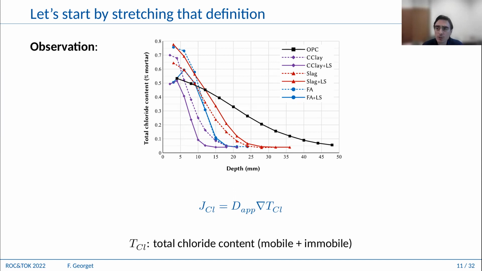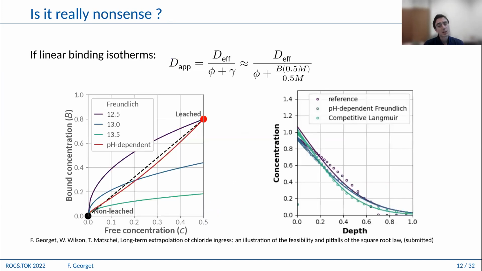So how can we use this system? How does it even work? Well, the answer is much simpler than it seems. Sometimes you can prove even that it should work. For example, if we have a linear binding isotherm for chloride binding on solid phases, then you can prove mathematically that your apparent diffusion coefficient has to be related to the diffusion coefficient as in this equation. You can find all the data in the papers, in the preprint that you can find on ResearchGate.